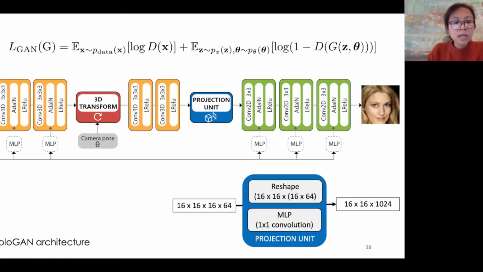And during training, because we don't know what the pose is for a particular image, we just sample the pose from a uniform distribution. So we assume that the pose distribution within the data set is uniform. So we just randomly sample from that and randomly rotate this 3D representation and then render it out. So we train it again end to end with this GAN loss, and that's basically HoloGAN.